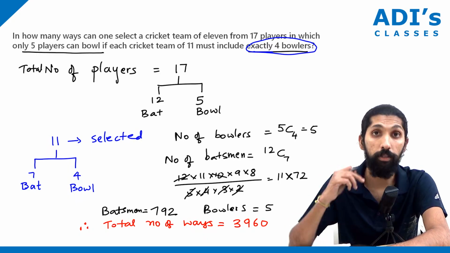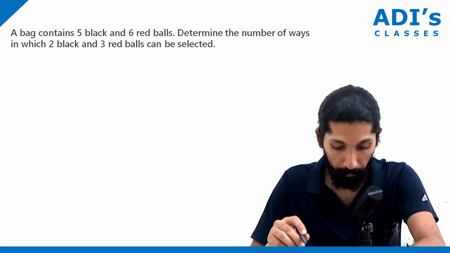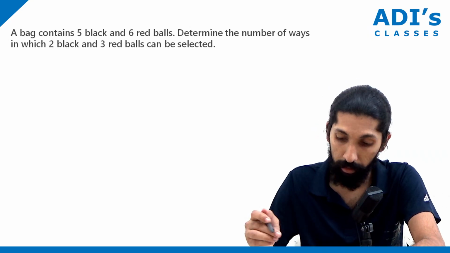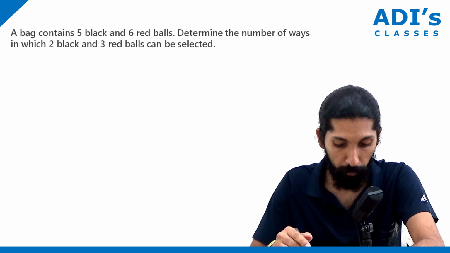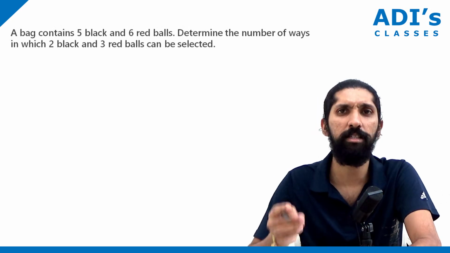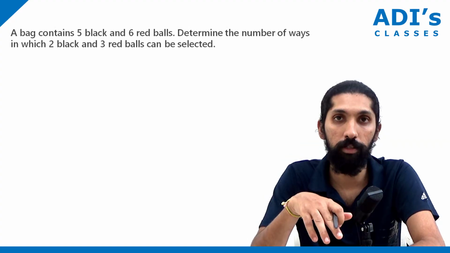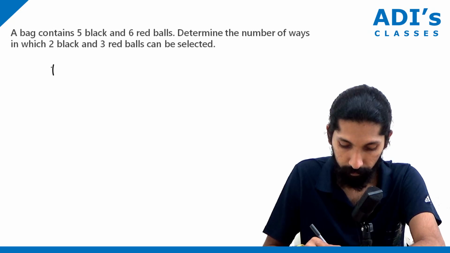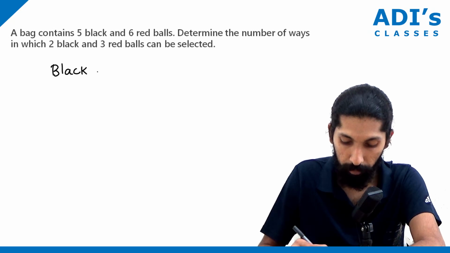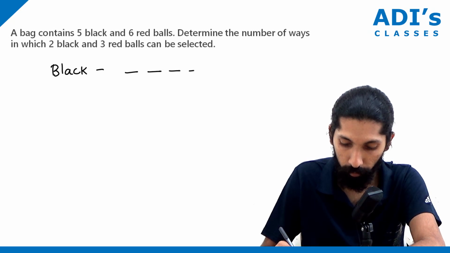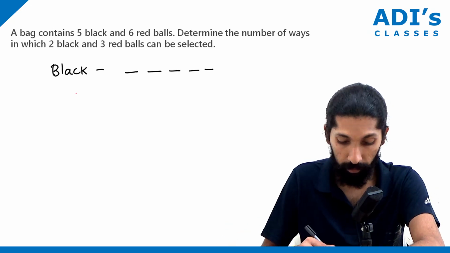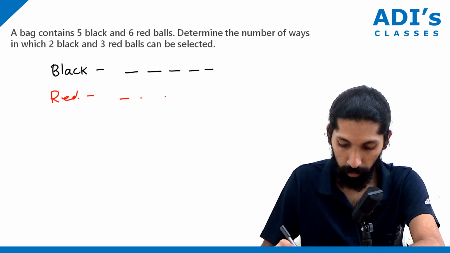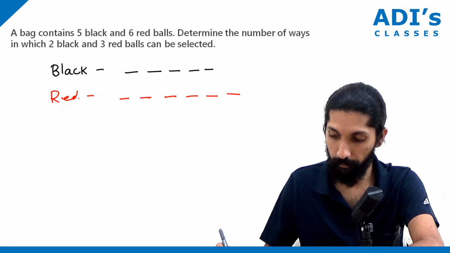Alright, let's do the next one. See the next one. A bag contains 5 black and 6 red balls. Determine the number of ways in which 2 black and 3 red balls can be selected. It's straight combination, isn't it? So what do we have? We have 5 black, so black we have 1, 2, 3, 4, 5. Then in the red what do we have? We have 1, 2, 3, 4, 5, 6.